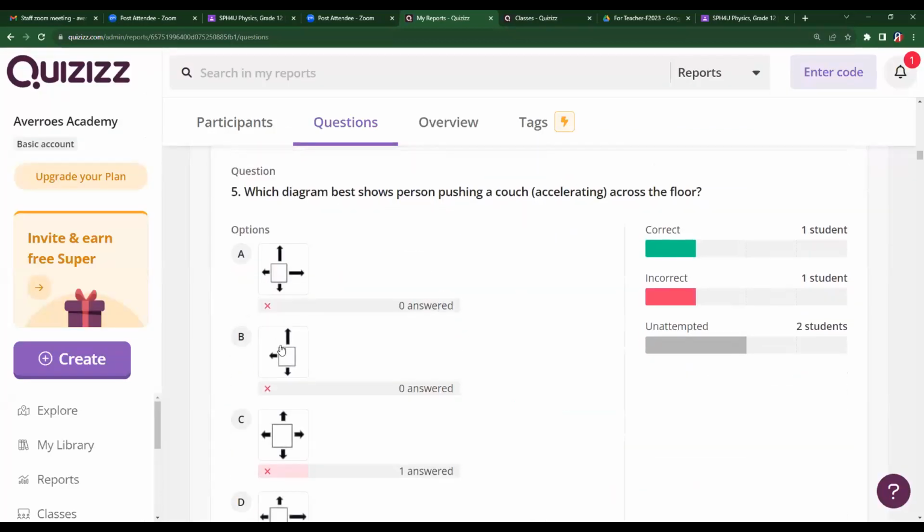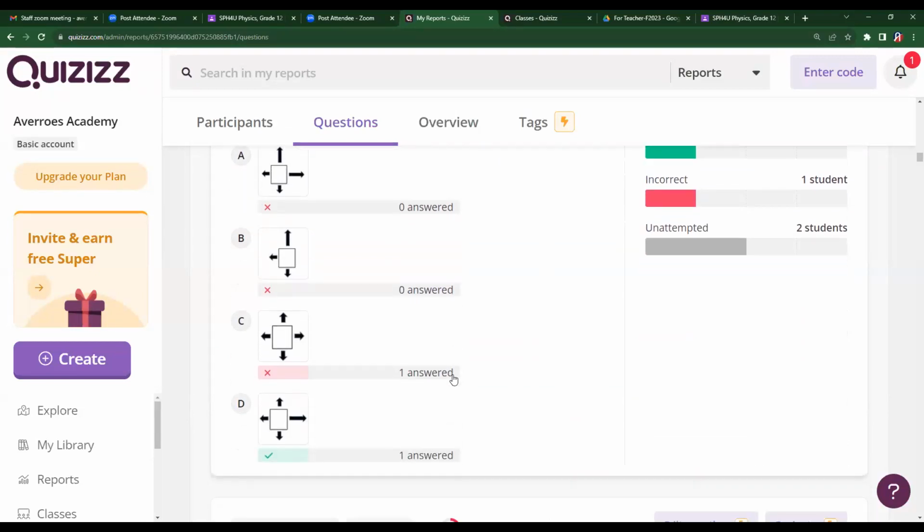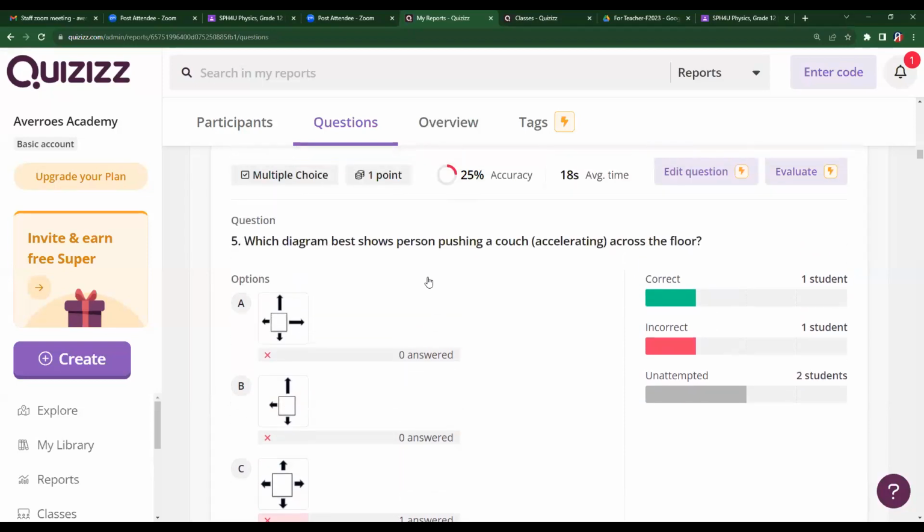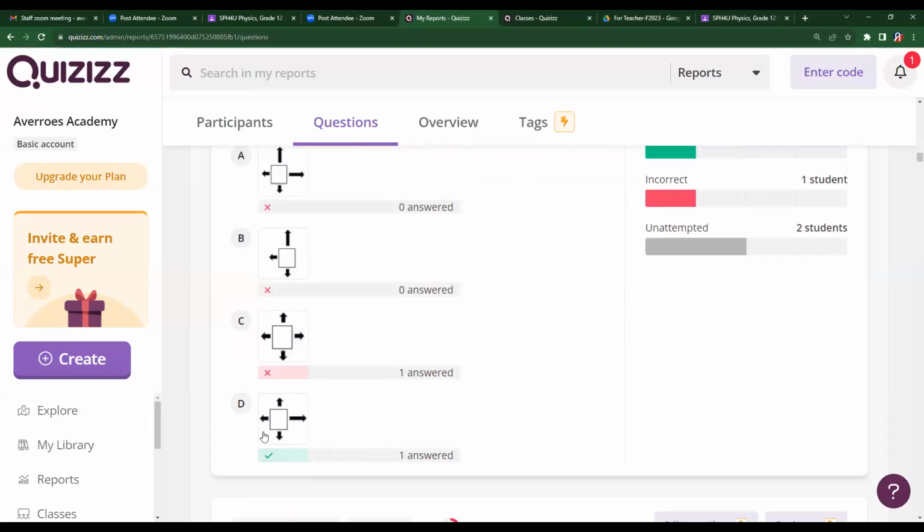Next one, you have a free body diagram. Forces act on the object in the vertical and horizontal directions. You're pushing a couch to accelerate across the floor. Accelerate means right away second Newton's law, forces are not balanced. One is bigger than another, and you have something moving horizontally. You have force of friction and applied force, and they're not balanced. Vertical forces will be balanced, since the object is not moving in the vertical direction.